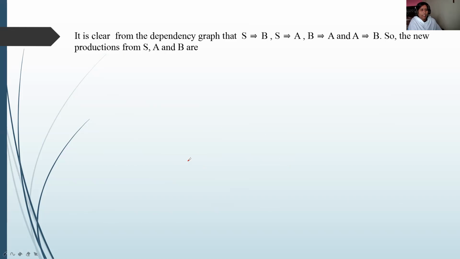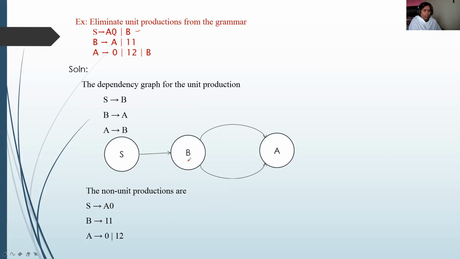Next, according to the dependency graph, S produces 11, go here and check. S produces A0 or B. What are B's non-unit productions? B's non-unit productions are 11. B is producing A, A is producing B. So all the non-unit productions of B are going to be the non-unit productions of A. All the non-unit productions of A are going to be the non-unit productions of B, because B is producing A is producing B.